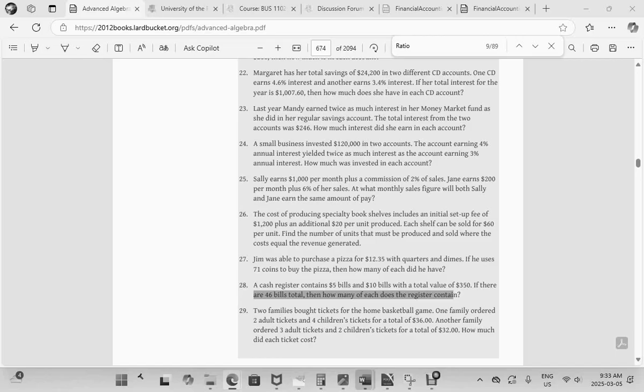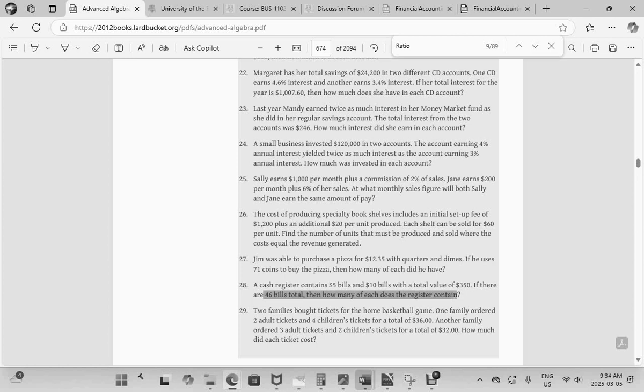Okay, so starting with number 28. Number 28 has to do with a cash register and $5 and $10 bills. A cash register contains $5 and $10 bills with a total value of $350. If there are 46 bills total, then how many of each does the register contain?